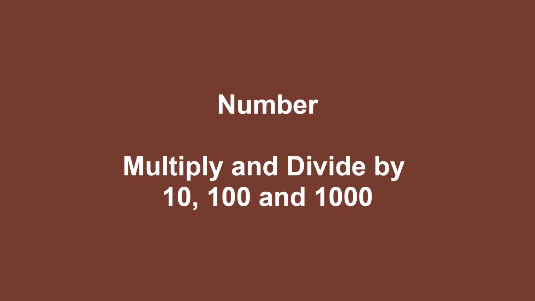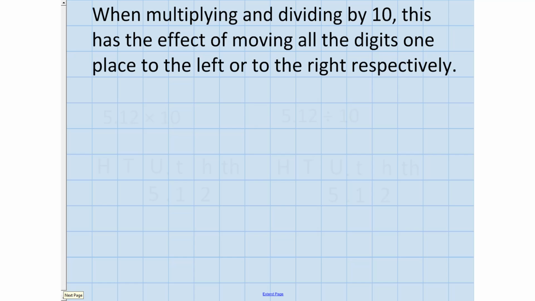Multiply and divide by 10, 100 and 1000. Now when multiplying and dividing by 10, this has the effect of moving all the digits one place to the left or the right respectively. For example, let's have a look at 5.12 times 10.